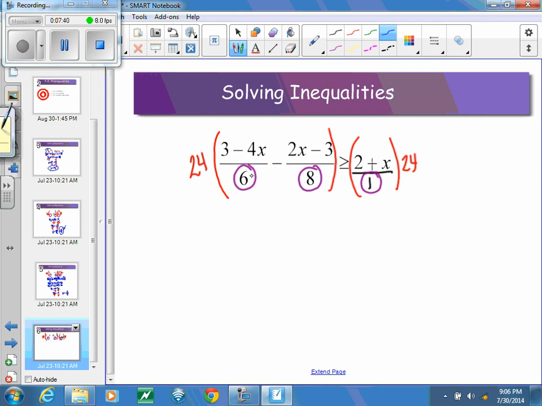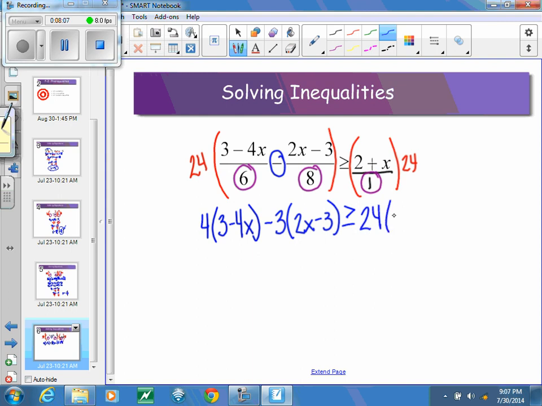If I take 24 divided by 6, that's going to give me 4. So now I have 4 times the quantity of 3 minus 4x. Now if I take 24 divided by 8, that's going to give me 3. Now I have the negative sign here, so I've got minus 3 times the quantity of 2x minus 3 is greater than or equal to 24 divided by 1 is 24. So 24 times the quantity of 2 plus x. There we are. Fractions are all gone.